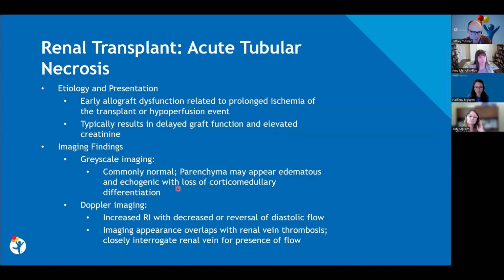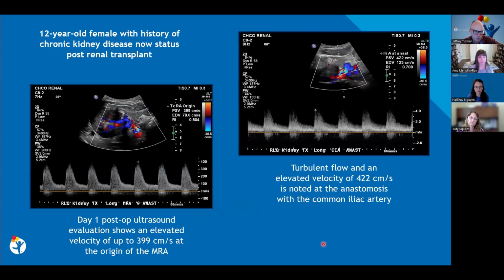Oftentimes the grayscale imaging is going to be normal, but they can also get this edematous, echogenic appearance of the kidney. There's some overlap in the Doppler imaging with, like we just talked about, renal vein thrombosis. They can have increased RIs and then either decreased or reversal of diastolic flow. So when you're considering this diagnosis, it's always very important to closely look at that renal vein to make sure whether there's flow in there or not.